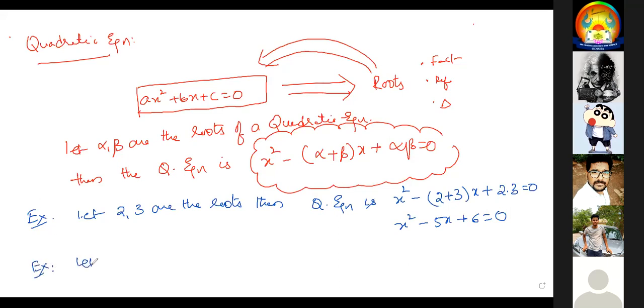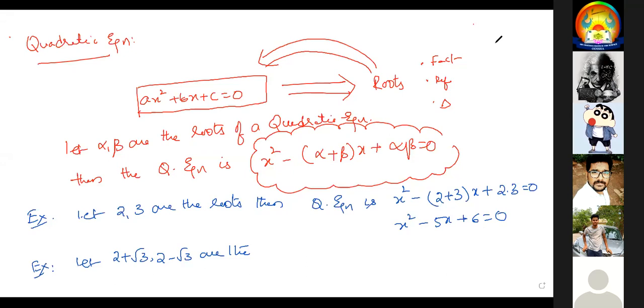In the same way, let 2 plus root 3, 2 minus root 3 be the roots. These are called irrational roots. A quadratic equation may have rational roots, irrational roots, and complex roots. Here i is not there now. 2 plus root 3, root 3 is called an irrational number.